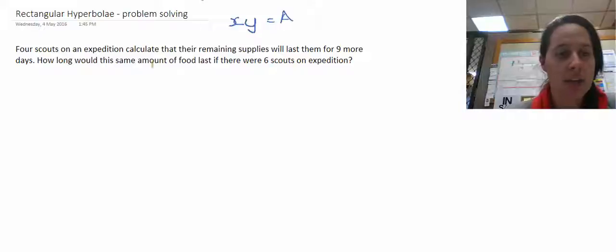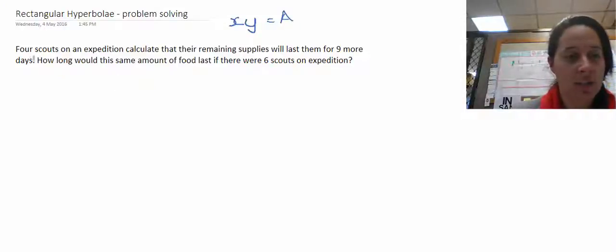So if we have a look at this example here: 4 scouts on an expedition calculate that their remaining supplies will last them 9 more days. How long would this same amount of food last if there were 6 scouts on expedition?